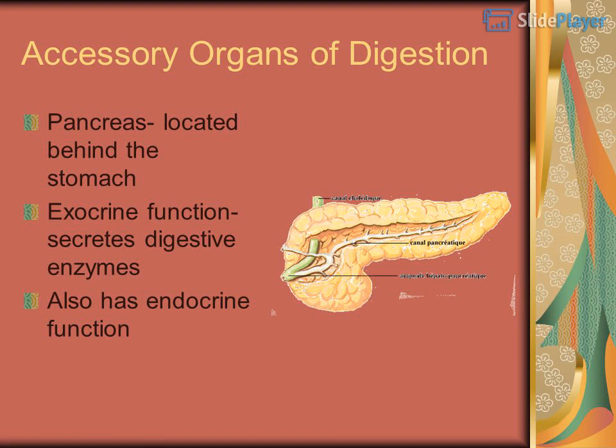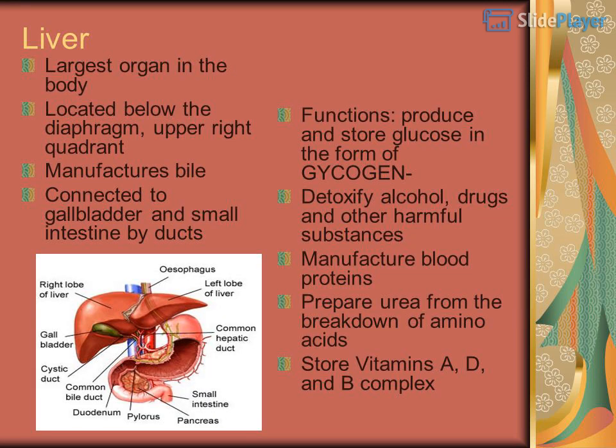Accessory organs of digestion. Pancreas: located behind the stomach. Exocrine function: secretes digestive enzymes. It also has an endocrine function. Liver: largest organ in the body, located below the diaphragm in the upper right quadrant. Manufactures bile. Connected to the gallbladder and small intestine by ducts.